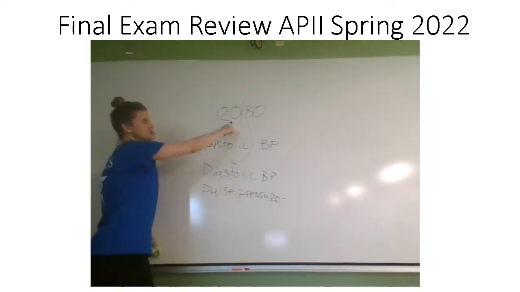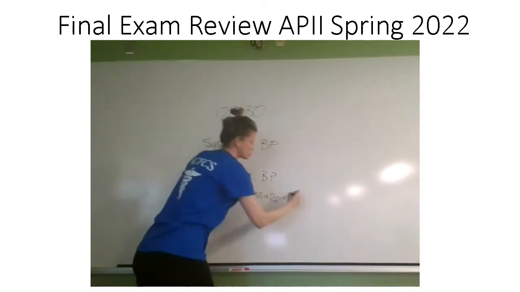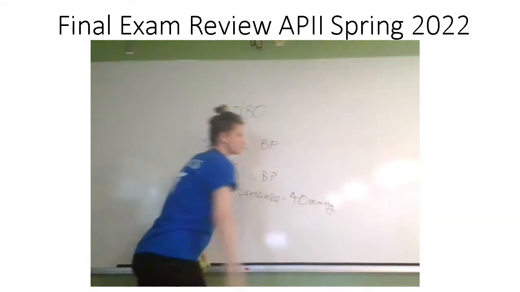The pulse pressure is the difference between the two, right? So in this case, the pulse pressure would be 40 millimeters of mercury.